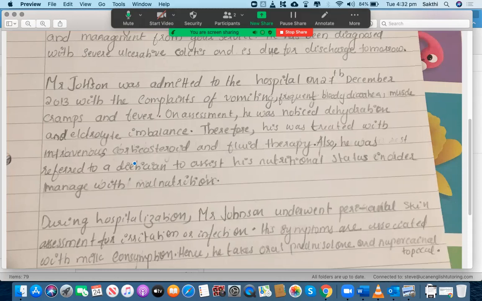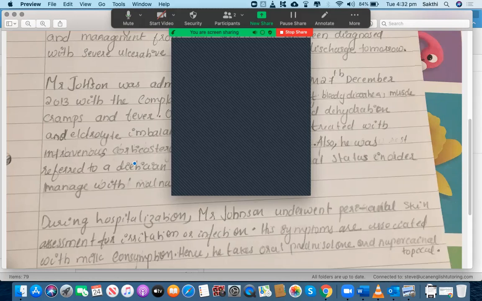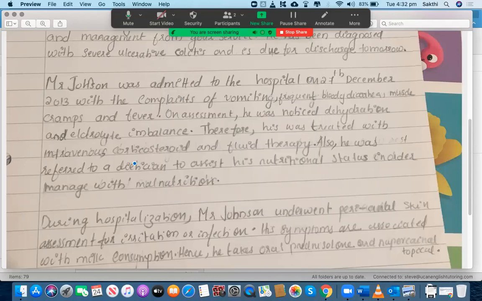I mean, instead of writing "therefore," it's good to use "and as a result." For example, "And as a result, comma, he was treated with intravenous corticosteroid and fluid therapy." That's good. This is a compound sentence. It is always encouraged to use a combination of sentence structures instead of just using only the simple sentence.